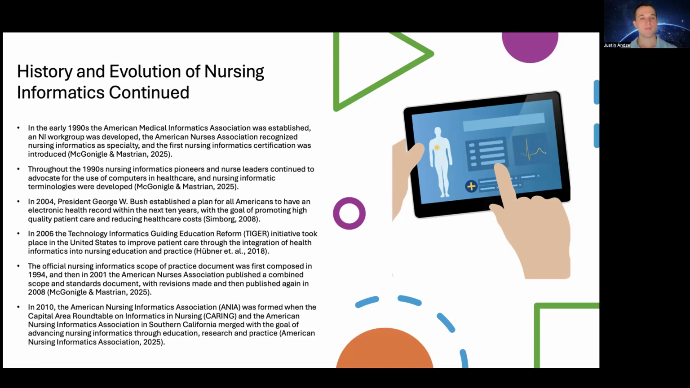The official Nursing Informatics Scope of Practice document was first composed in 1994, and then in 2001, the American Nurses Association published a combined scope and standards document with revisions made and then published again in 2008. In 2010, the American Nursing Informatics Association, ANIA, was formed when the Capital Area Roundtable on Informatics and Nursing and the American Nursing Informatics Association of Southern California merged with the goal of advancing nursing informatics through education, research, and practice.